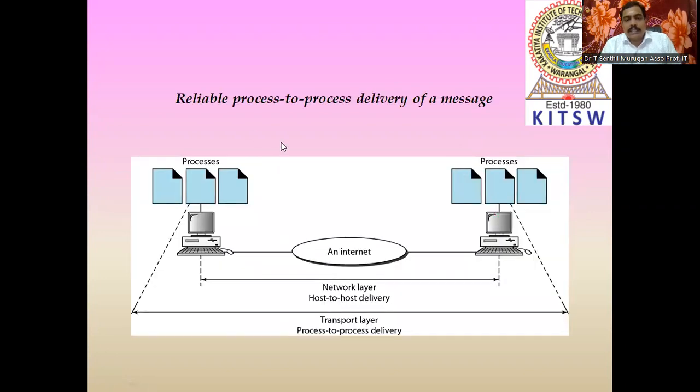Here this diagram clearly represents how the data is transmitted. The network layer does source to destination delivery, but the transport layer does process to process delivery. So process 1, process 2, process 3, the same like that, 1, 2, 3. The second process data will be transmitted to the second process. This is process to process delivery.